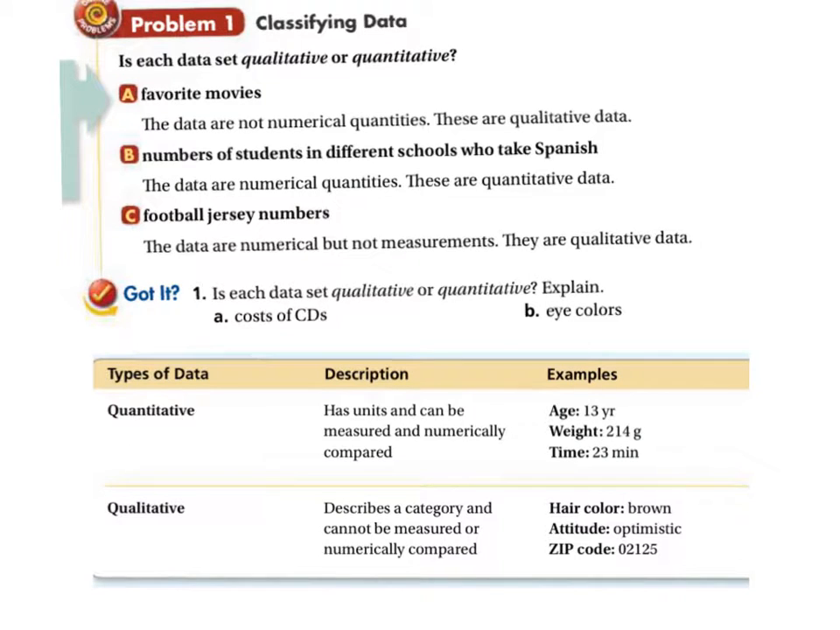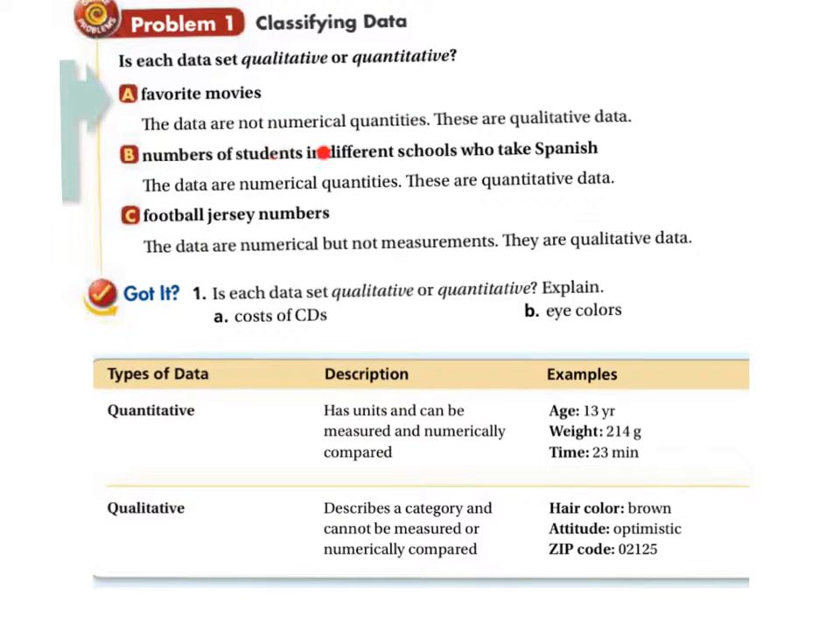So here we are with classifying data. And again, we go back to qualitative versus quantitative. So favorite movies. These are not numerical quantities, so it's qualitative data. You can't say, my two favorite movies might be Benjamin Button and The Terminator, right? Which actually they are two of my favorite movies. You can't average those and come up with Driving Miss Daisy or something in the middle. It doesn't make sense.